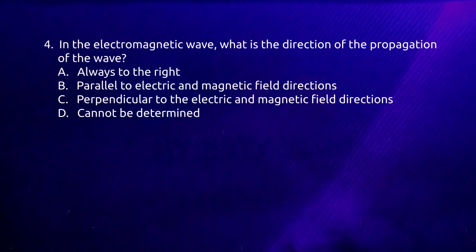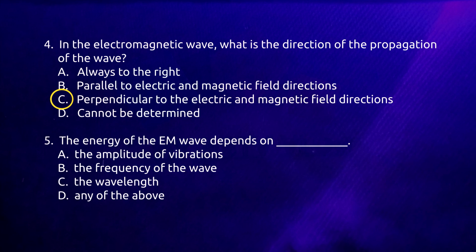Number 4. In the electromagnetic wave, what is the direction of the propagation of the wave? Letter A, always to the right. Letter B, parallel to electric and magnetic field directions. Letter C, perpendicular to the electric and magnetic field directions. And letter D, cannot be determined. The answer is letter C. Perpendicular to the electric and magnetic field directions.